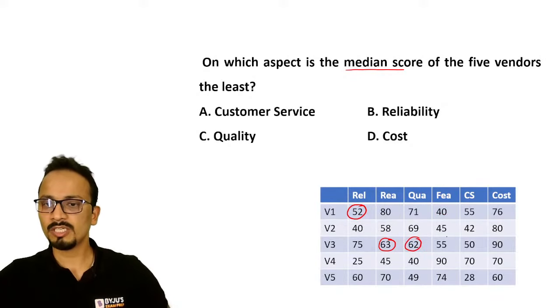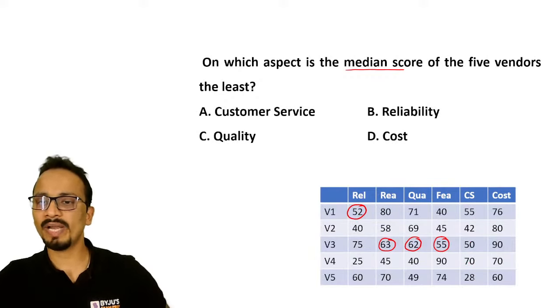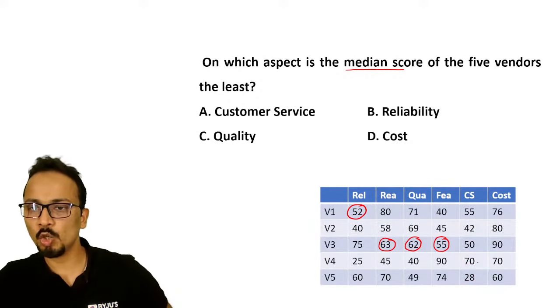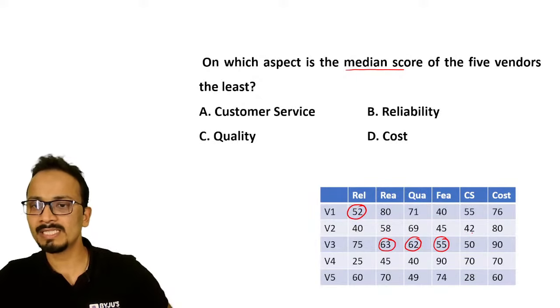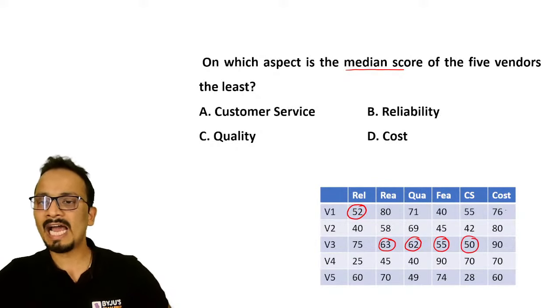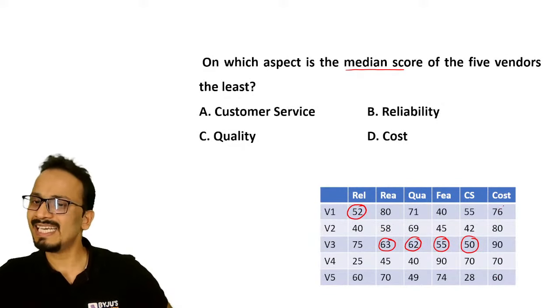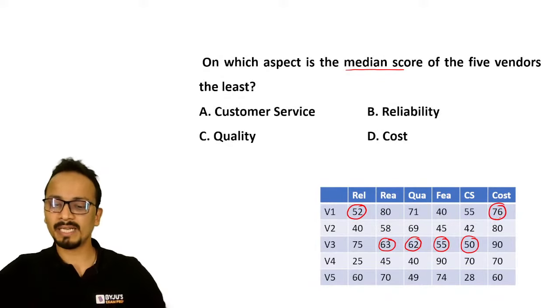For feature, 40, 45, 55, 90 and 74. So 90 and 74 are the top two values. 40 and 45 are the bottom two values. So 55 will be the median. For customer service, 55, 42, 50, 70 and 28. So 28 is the lowest value, 42 is the next lowest, and 50 will be the median. And for cost, 60, 70, yes, 76 is the middle value.